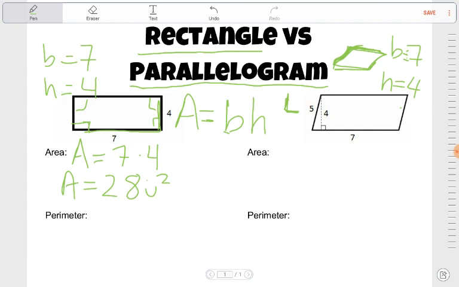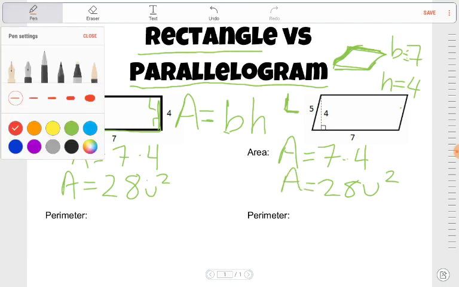Our height is 4. So our area of our parallelogram is going to be exactly the same as of that rectangle. We're going to do 7 times 4, and we're going to end up with 28 square units. Again, we don't have the units, so we're just going to call it 28 square units. All right, now that's area.